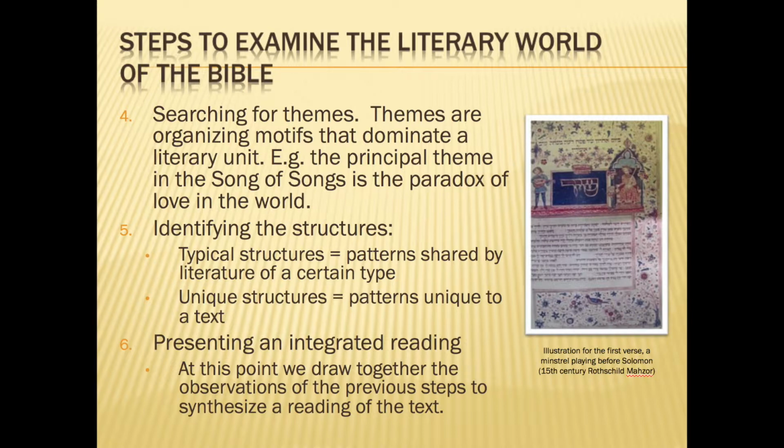The next step is identifying the structures. There are typical structures, patterns that are shared by literature of a certain type, and there are unique structures, patterns that are unique to the text itself. And we'll see both. We'll see typical structures that occur in the Old Testament and that we find later on in the New Testament, and even in contemporary literature, we can determine what a haiku or a sonnet is based on its structure. And the same thing when we look at the Bible.